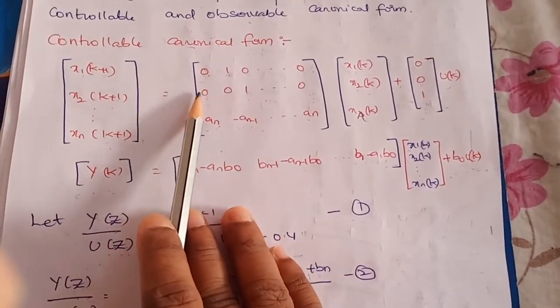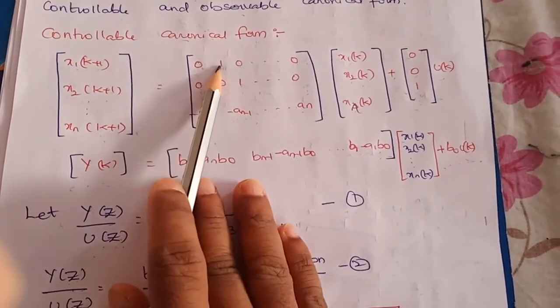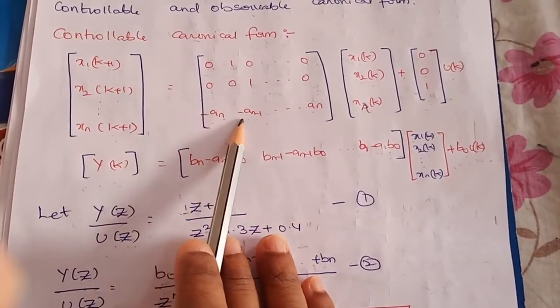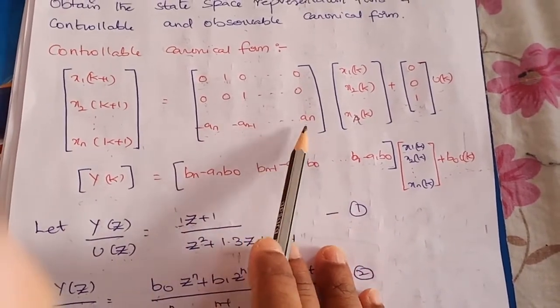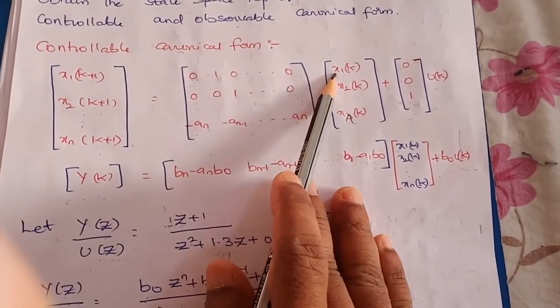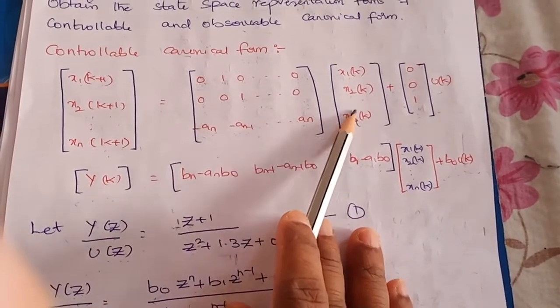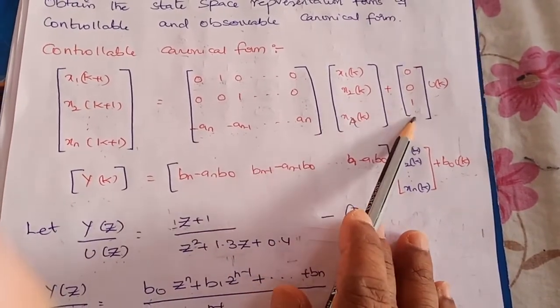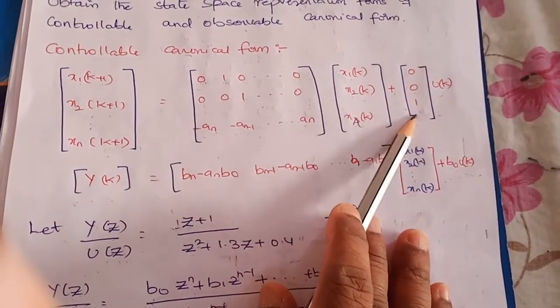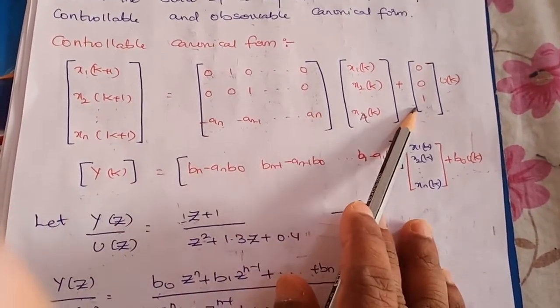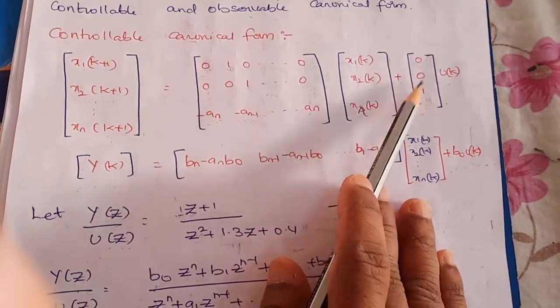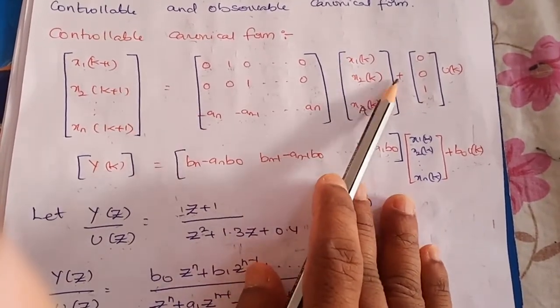The last row of matrix A is minus an, minus an-1, and so on up to minus a1, multiplied by x1(k), x2(k), up to xn(k), plus matrix B, which is 0, 0, 0, and so on up to 1, multiplied by u(k). Suppose it is a 2 by 2 matrix, then simply denote matrix B as 0, 1. If it is 3 by 3, then 0, 0, 1.